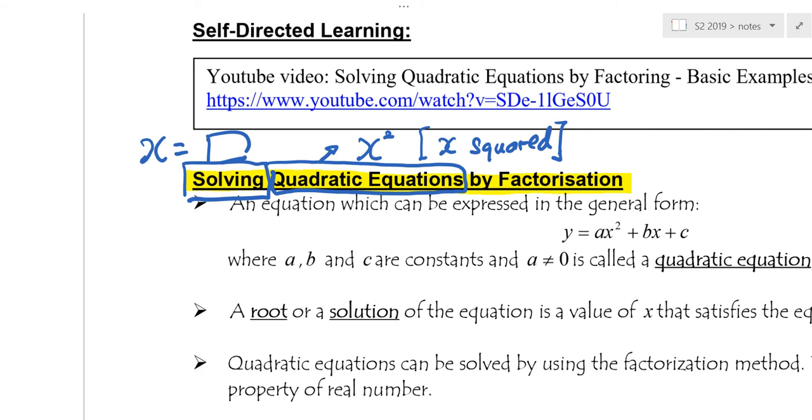So Irvin, what does quadratic mean? No. What does quadratic mean? Isabel, what does quadratic mean? Quadratic means x to the power of 4.